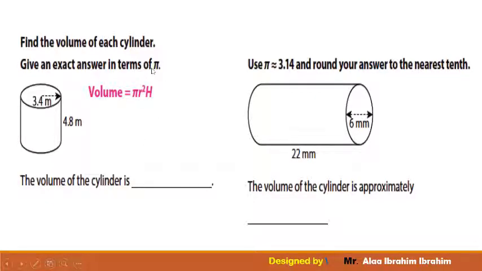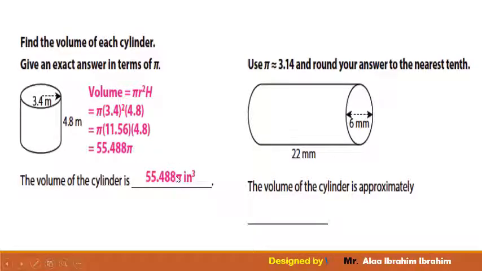I keep the answer in terms of pi, meaning pi stays the same. So I multiply these two together. R is 3.4, so I write 3.4 squared, multiply by pi, multiply by h. This is my h. So I multiply 3.4 squared by 4.8. This is my result, and then I put pi. So 55.488. To the nearest tenth, no, I leave it as pi. So this is my answer.